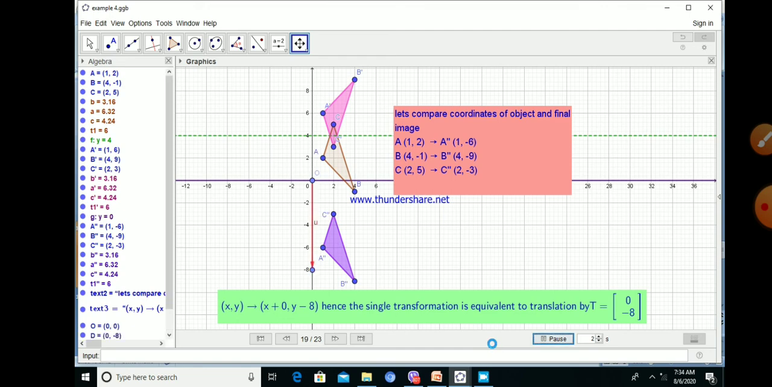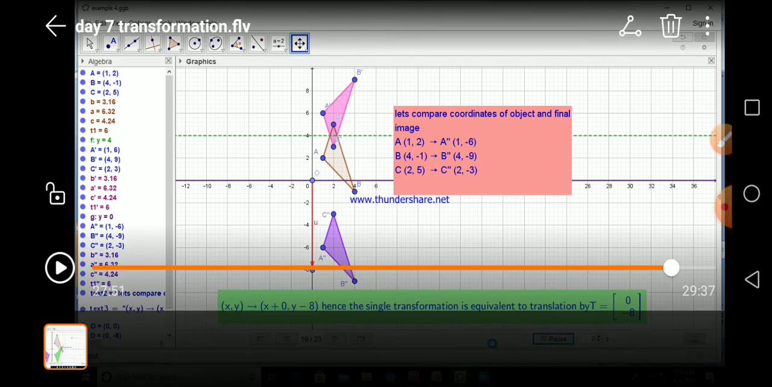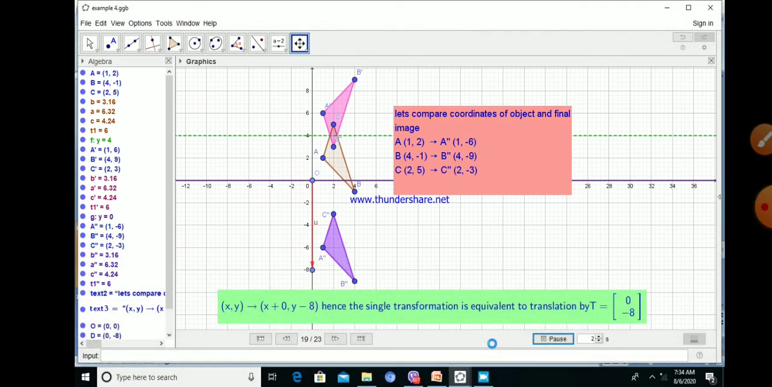So here let's compare. Let me pause this video. Let's compare the coordinates of the object and the final image. When you compare ABC with A double dash, B double dash, C double dash, in this case also, if you try you can find some rule here, because one thing is similar for A double dash, B double dash, and C double dash. There is no change in the x coordinate, and by a certain number there is a change in the y coordinate. So you need to explore what the rule is.